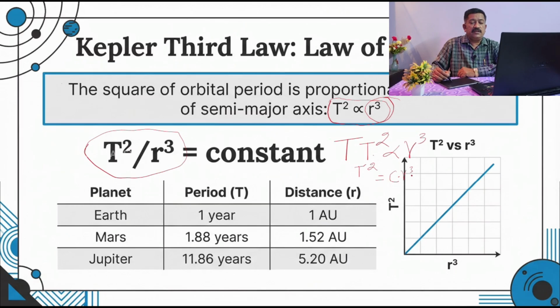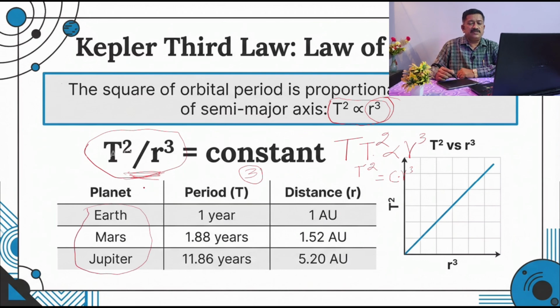So T square is equal to a constant into R cube. When we bring this R cube to the other side, this becomes T square by R cube. So it is taken as a constant, and this constant is almost the same for all the planets. It is nearing, say, 3 or 2.9, 3.1 like that. So the constant value is nearing 3. It is approximately equal to 3 for most of the planets.